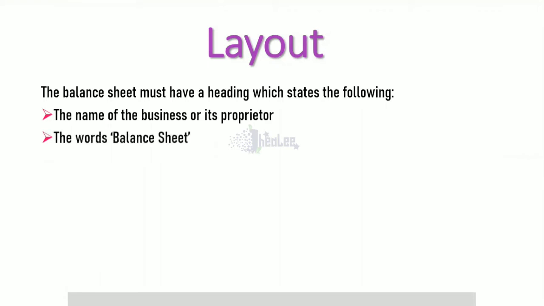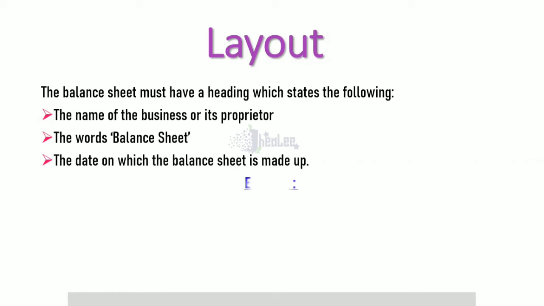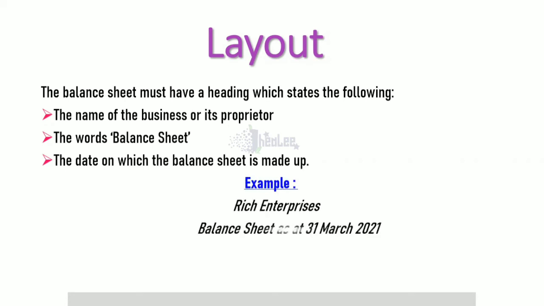Next, we have the words balance sheet, because yes, you have to indicate what you are preparing, and you're preparing a balance sheet. Following the words balance sheet, you will then have the date to indicate when it is made up, the date of the balance sheet. So let us look at an example of a heading. Here we go. The name of the business, Rich Enterprises, balance sheet as at the date, which is the 31st of March 2021. So that is when the balance sheet is made up, basically.